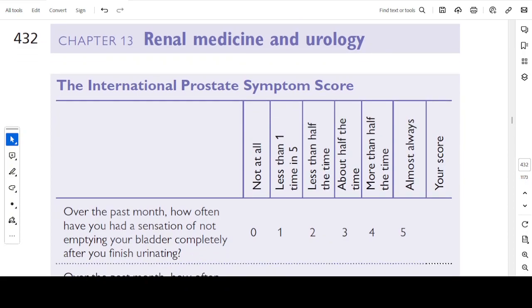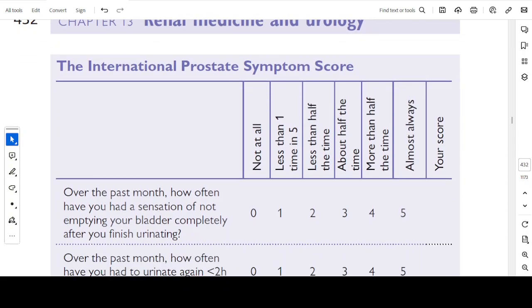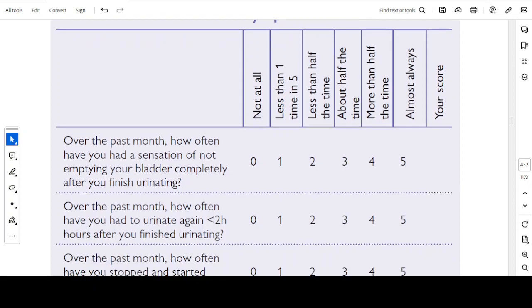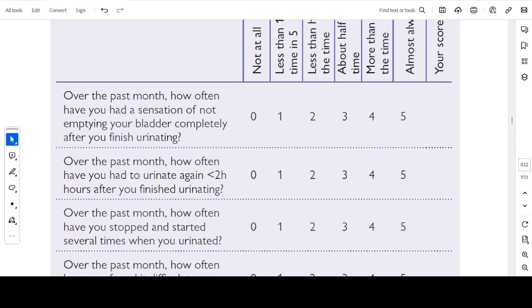432. The International Prostate Symptom Score, IPSS, which we have seen: less than 7 is mild, 8 to 19 is moderate, 20 to 35 is severe. So what does it count? See what all things are considered in the score.